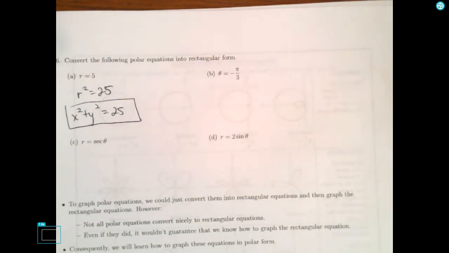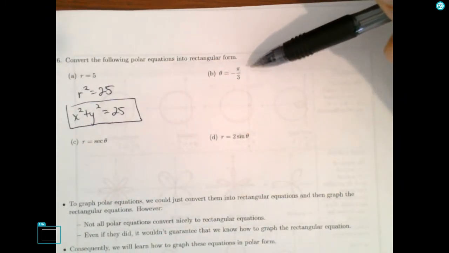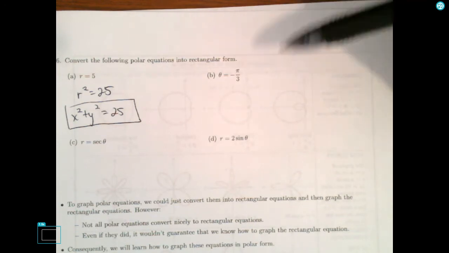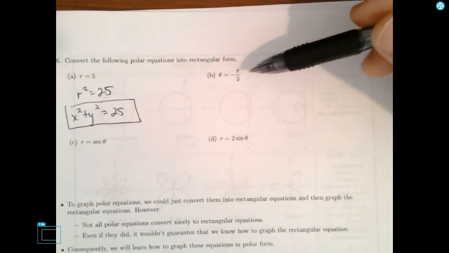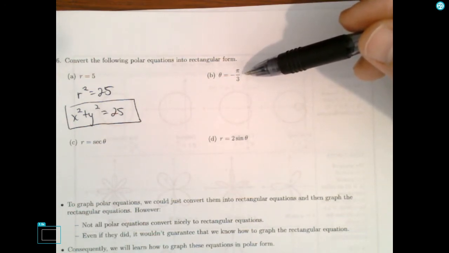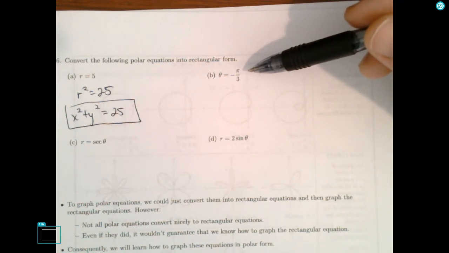For part B, we've got theta equals negative pi over 3. So here we have kind of the opposite scenario of part A. What we're saying is that the angle has to be negative pi over 3. R can be anything. So if you think about that, what you should get is just a straight line.